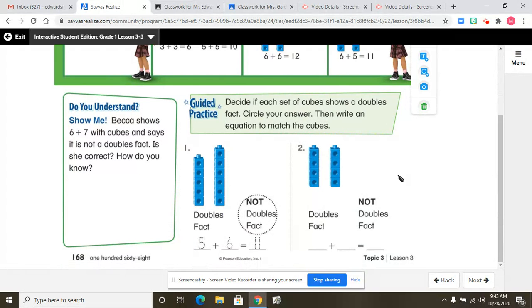Okay, let's read the directions for numbers 1 and 2. Decide if each set of cubes shows a doubles fact. Circle your answer. Then write an equation to match the cubes. Okay, number 1 they have done for us.